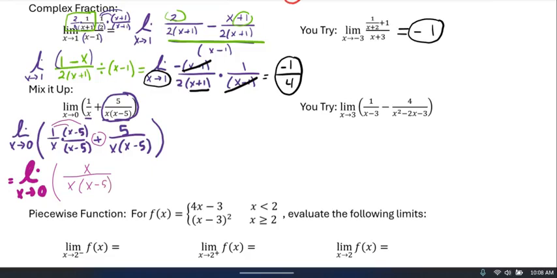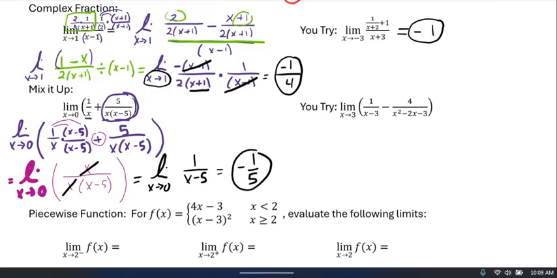Now you can notice, yes, it is that indeterminate form. When you plug in 0, you in fact do get 0 over 0. But in this format, something really beautiful happens: the x's will simplify out. We'll be left with the limit as x goes to 0 of 1 over x minus 5, and now we can simply plug in our 0, giving us an answer of negative 1/5.